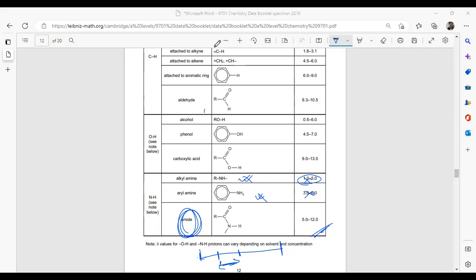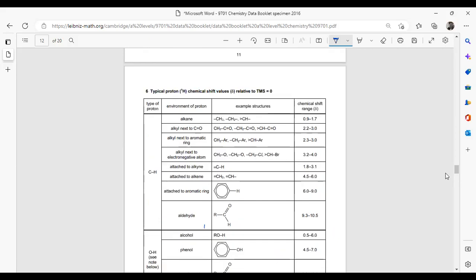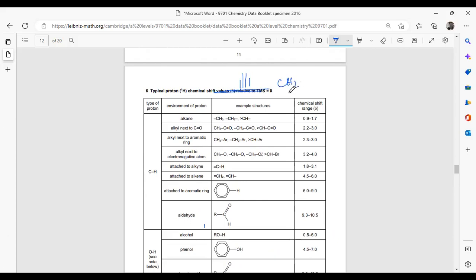And one more thing, we know that in the region of 2 we got a quartet. That shouldn't be just a simple CH2. There should be some other group in between. In that region we can have this as 1, isn't it? Because 2.2 to 3 is in between our region. So that means CH2C double bond O is a possibility. Let's see if that's the case or not.